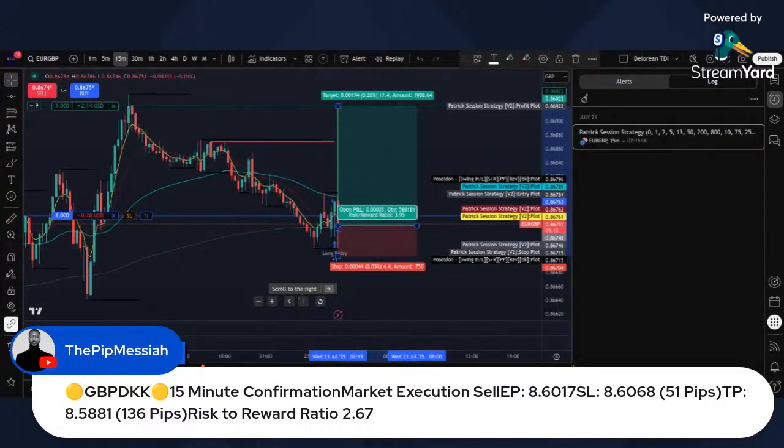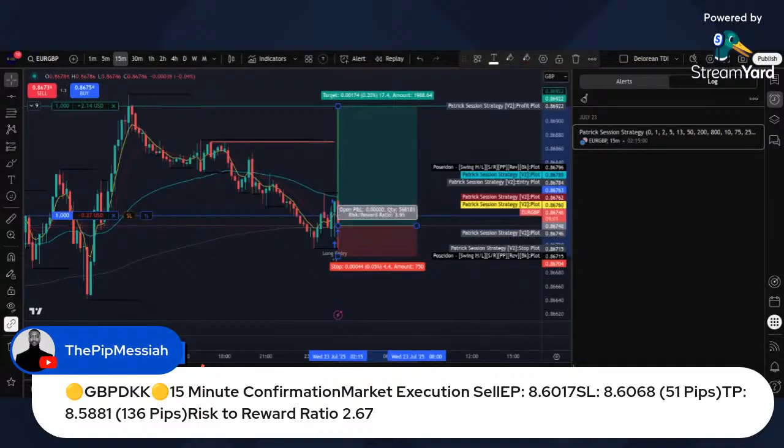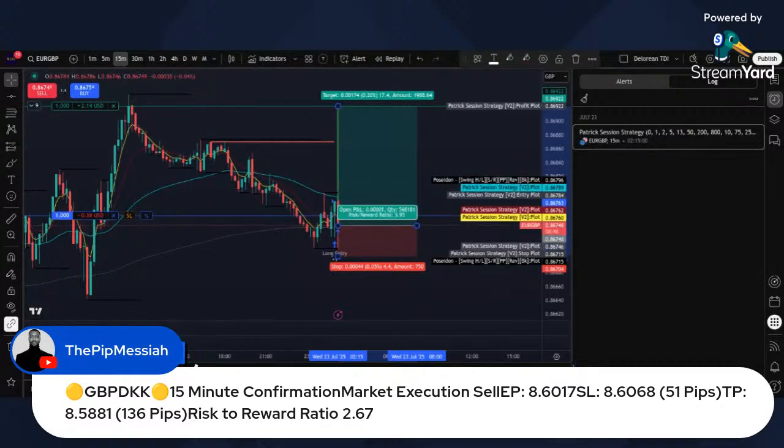All right. And this is going to be a Forex currency minor pair. You'll find this on both Liquid Brokers and LHFX. This is the euro to the Great British pound sterling, 15-minute confirmation, market execution buy, with a risk to reward ratio of 3.95.